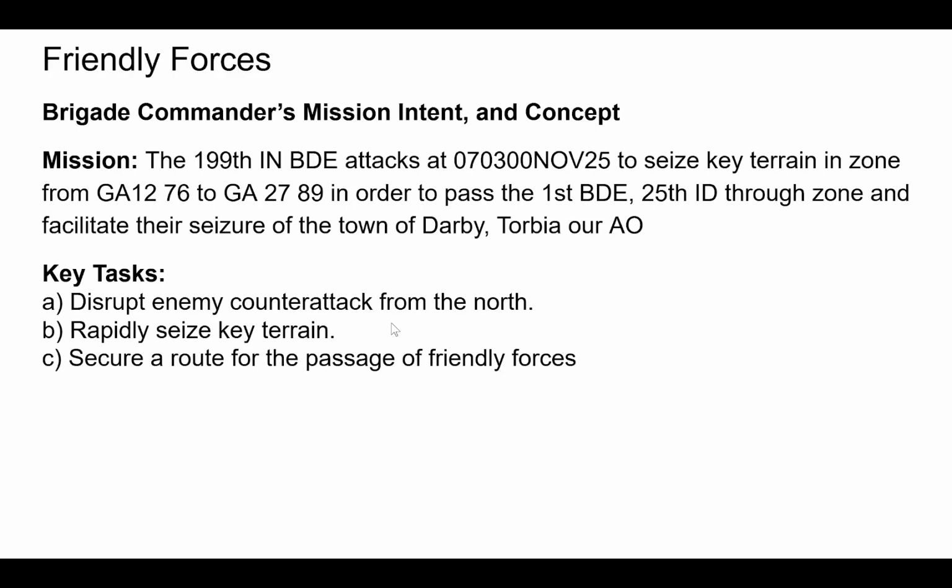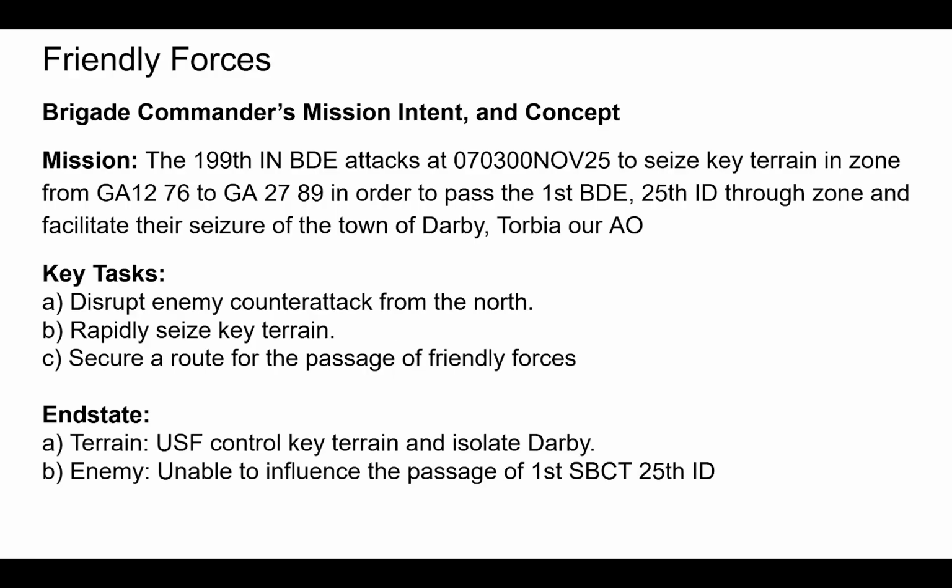So if this is a company level OPORD, 2 levels up would be a brigade. So you would give their mission, their key tasks, and their end state. So the brigade attacks at this time to seize key terrain in this area in order to whatever. In this case, it's pass another brigade through so they can capture the town. The key tasks are going to be disrupting enemy from the north, rapidly seizing key terrain, secure a route for the passage of friendly forces, and then end state are usually touched in 3 components: the terrain, the enemy, and then civil infrastructure.